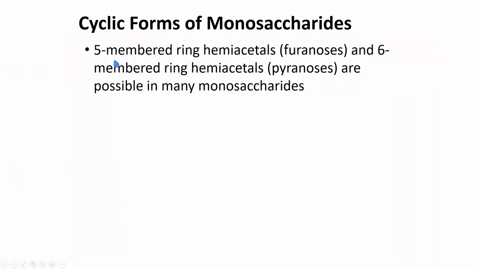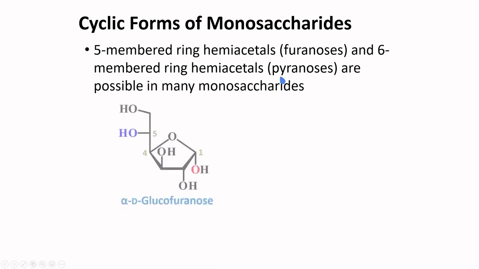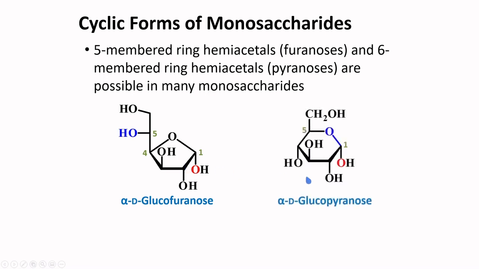Many monosaccharides may exist as 5-membered ring hemiacetals. We call those furanoses. Or 6-membered ring hemiacetals. We call those pyranoses. This is alpha-D-glucofuranose, a 5-membered ring type hemiacetal of glucose. And this is alpha-D-glucopyranose, a 6-membered ring type hemiacetal of glucose.